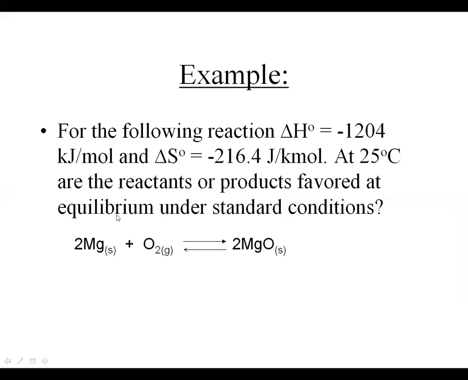All right, so why don't you take a second here and calculate this one. Following reaction, delta H is 1204 and delta S is minus 216. So at 25 degrees, are the reactants or products favored here? Perhaps calculate the delta G and see what you come up with, and make sure everybody's calculator is working correctly. We'll talk about it in a minute or so.